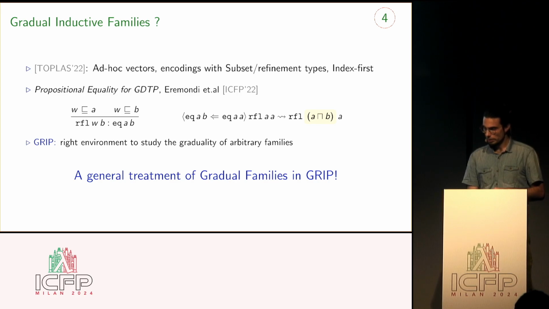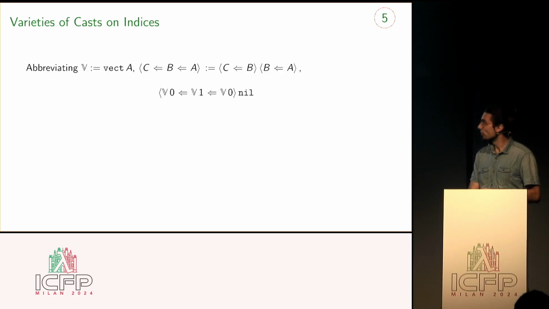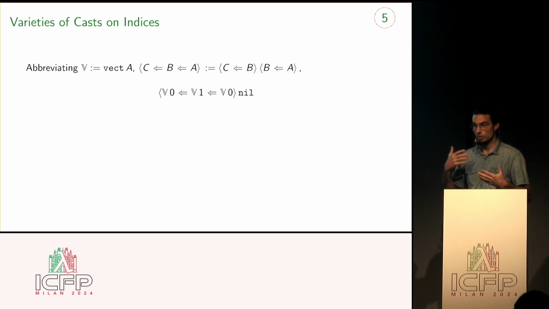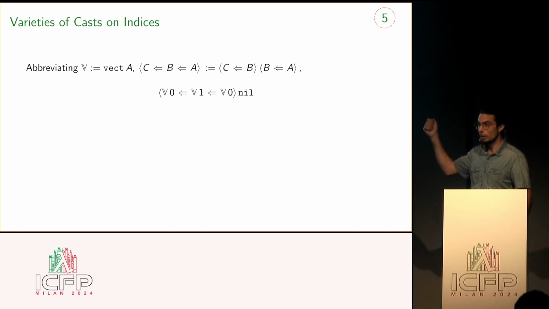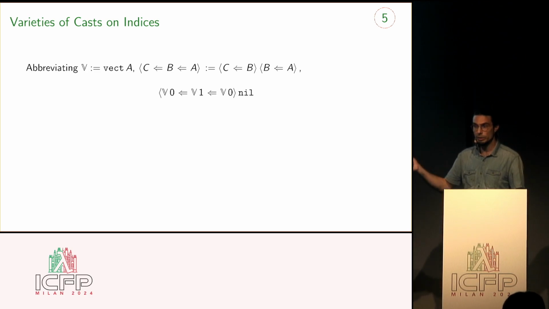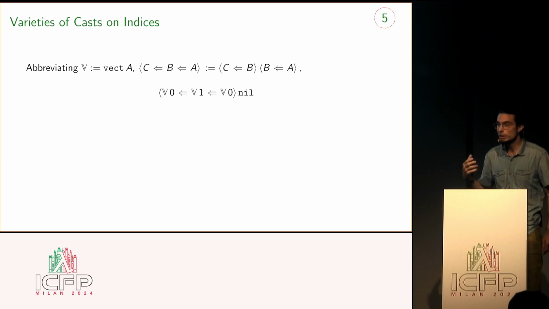So first, let me go back to the question of reduction and semantics of cast on inductive families. Here, I have the nil constructor of my vectors, which is at index 0, and I'm trying to cast it to the index 1, and then back to 0. And a question is, okay, what should be the normal form of this expression?